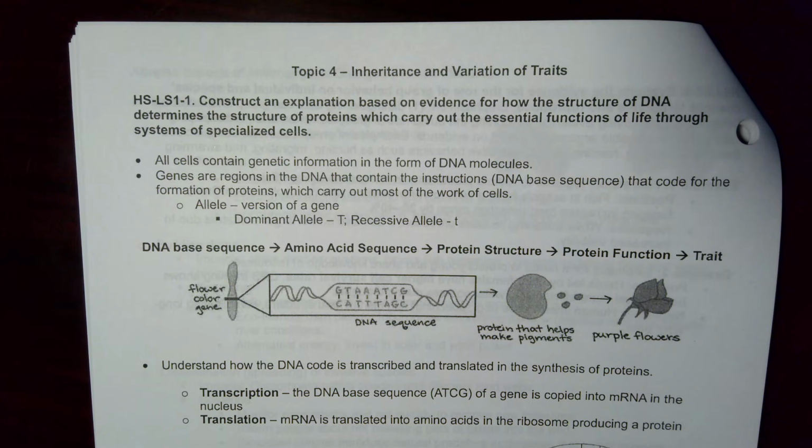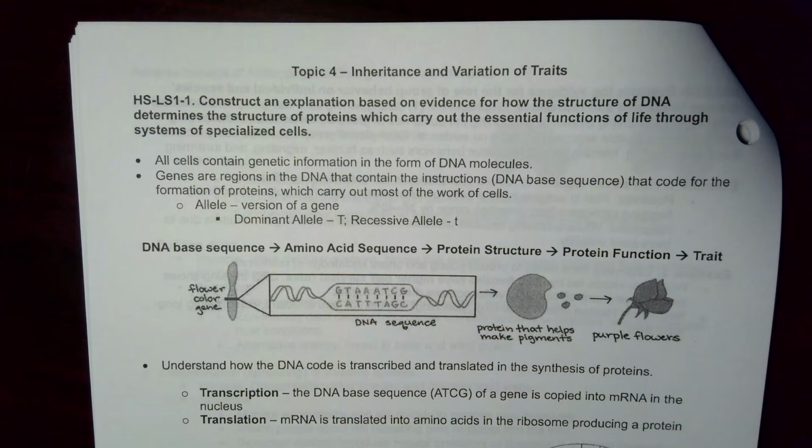HSLS 1-1 says, construct an explanation based on evidence for how the structure of DNA determines the structure of proteins which carry out the essential functions of life through systems of specialized cells. Whenever it says evidence, that means that somewhere in the passage or somewhere in the model, you're going to have to grab information and use that in your question.